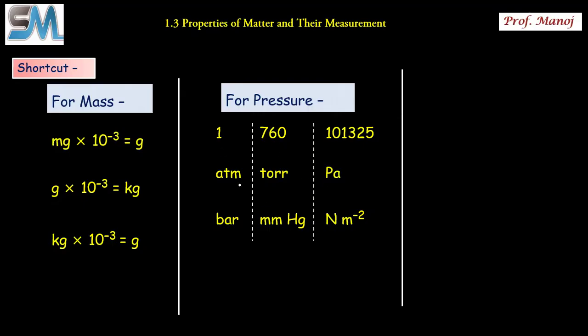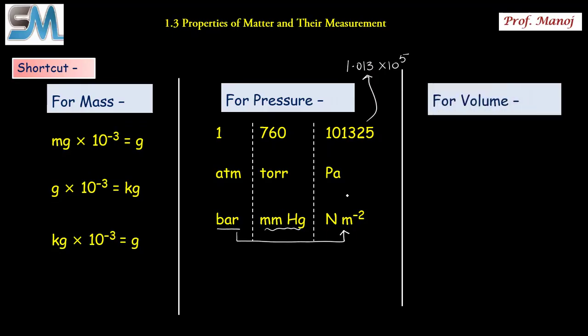1 atmosphere is 101.325 Pascal. Now this number, we had written it earlier as 1.013 into 10 raised to 5. This is the real number. Similarly, 1 bar is 760 millimeter. 1 bar is 101.325 Newton per meter square. So in one single set, one single table, you can remember almost all the numbers.